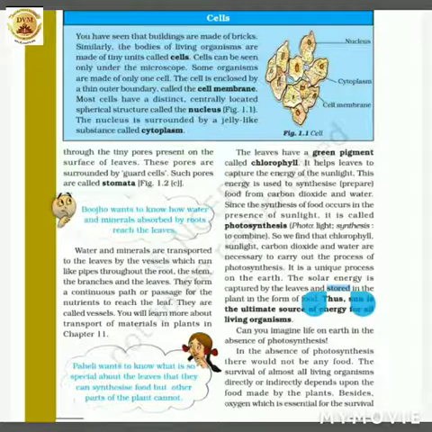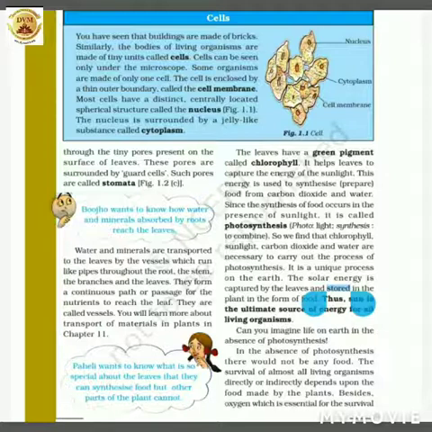The next thing required is sunlight. How is sunlight absorbed by the green leaves? Because the green leaves have a green pigment known as chlorophyll. It helps leaves to capture the energy of the sunlight. This energy is used to synthesize food from carbon dioxide and water. Since the synthesis of food occurs in the presence of sunlight, it is called photosynthesis. Photo means light and synthesis means to combine. So this process is known as the photosynthesis process.